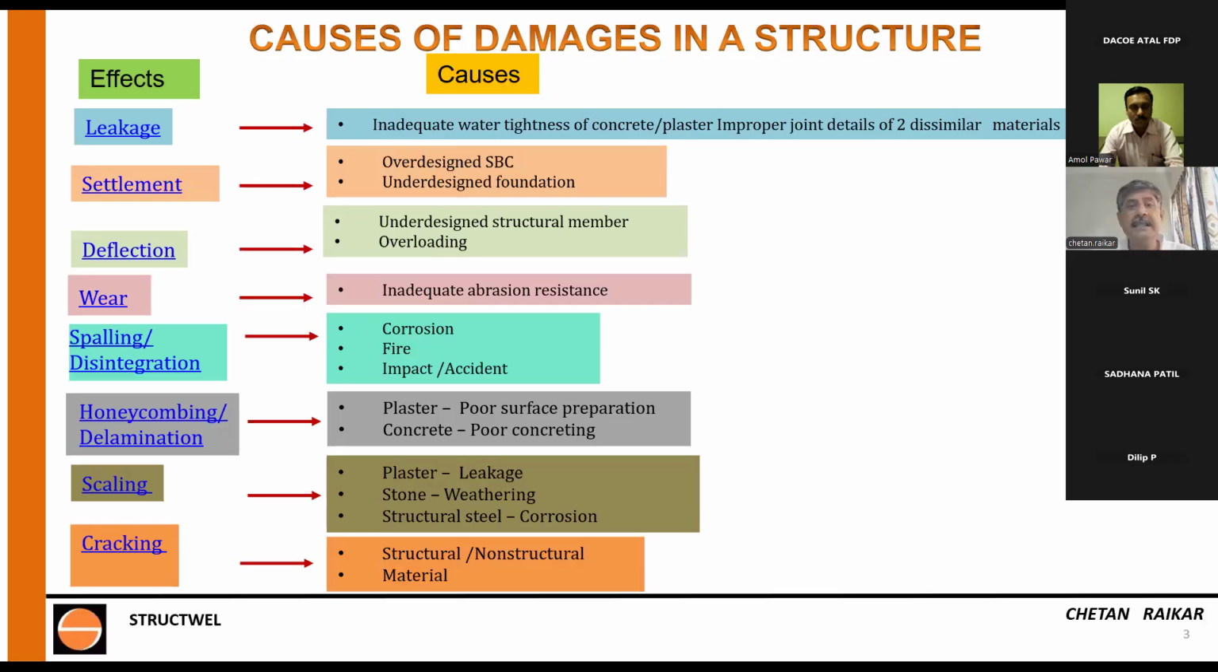Spalling or disintegration can be because of corrosion, fire, impact or an accident. Honeycombing and delamination is nothing but poor construction and inadequate quality control and quality assurance. Plastering: nowadays engineers are not able to train a kadia in plastering. It's the other way around. A kadia trains an engineer, unfortunately, on site, and the kadia does what is convenient to him.